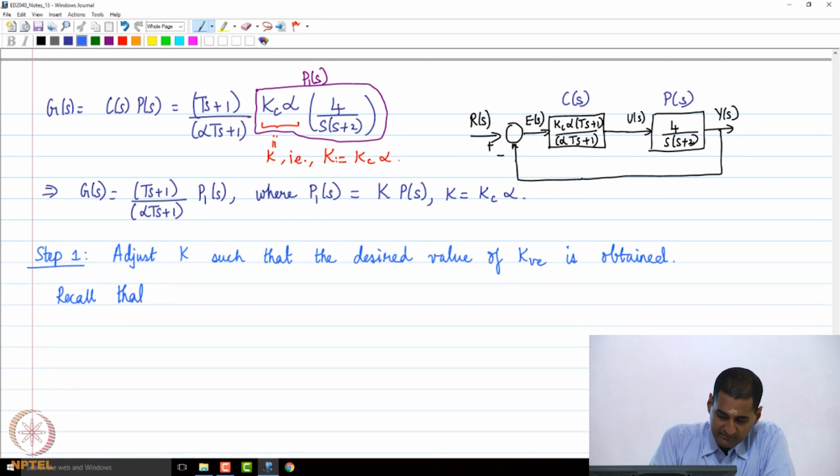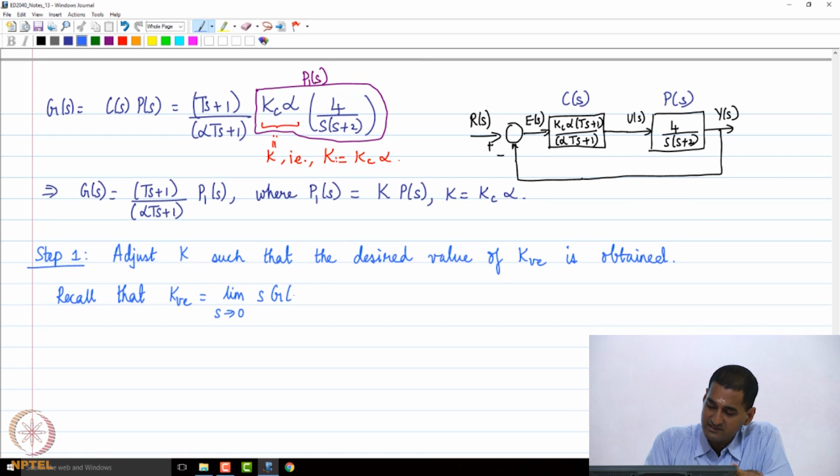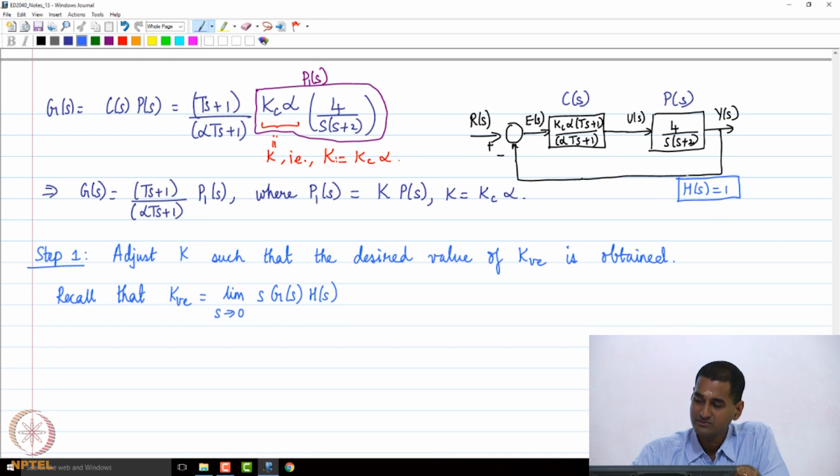what was KVE? If you recall our discussion on steady state error characteristics, KVE we defined when we were dealing with errors to a unit ramp reference input. Do you recall? That was essentially defined as limit s tending to 0 of s times G of s times H of s. Here H of s is 1 in this particular problem, please note that we are considering unity feedback. So, this is the definition of KVE.